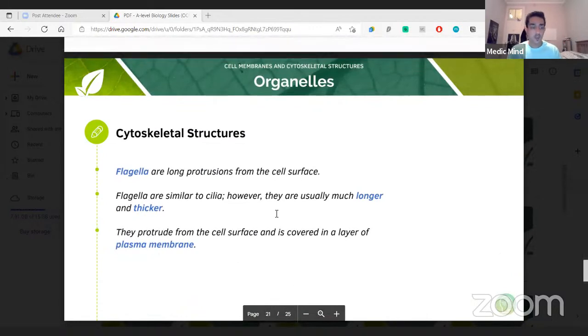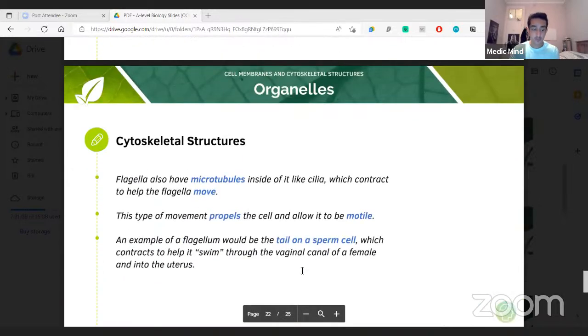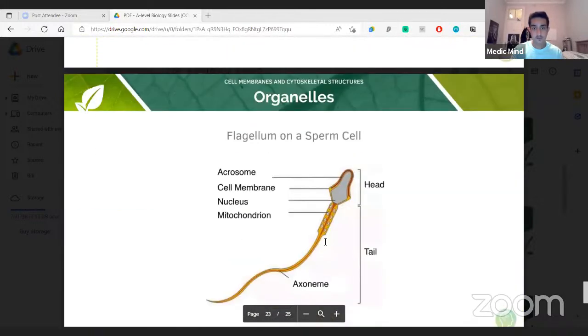The flagella are longer protrusions from the cell surface. They're thicker and longer than cilia, and they're covered in a layer of the plasma membrane itself. They also have microtubules inside them, but these are purely motile. They're only used for moving the cell and propelling the cell through a structure. For example, the flagellum at the end of the sperm tail.